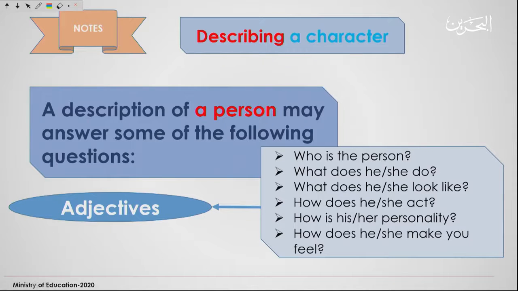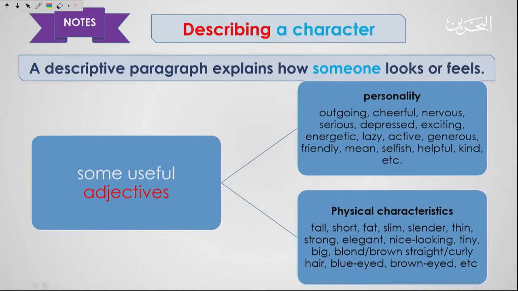Adjectives. How do we do them? Through adjectives. Okay, so a descriptive paragraph explains how someone looks or feels. Some useful adjectives, I'm giving you two types. You can add more. So when you're going to talk about a person or a character, you're going to say he's outgoing, cheerful, nervous, serious, depressed, exciting, energetic, lazy, active, generous, friendly, mean, selfish, helpful, kind, etc.